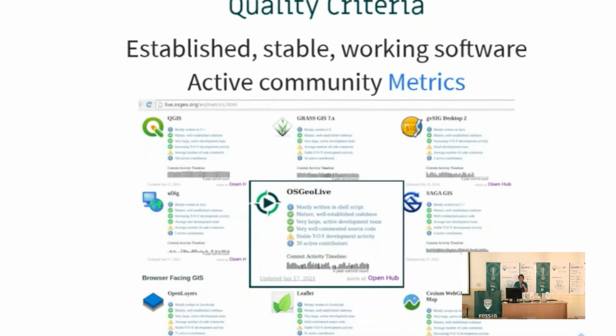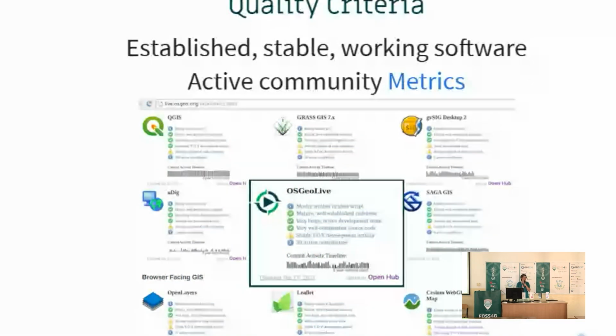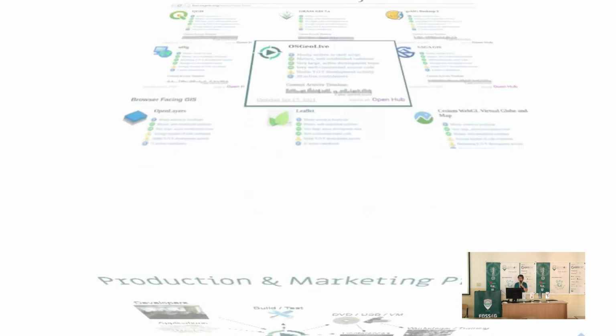And what we also provide is quality criteria. So we have a metrics page. You can visit it on our OSGeoLive page, and there you could see for every project, it's shipped from OpenHub. You could see whether there are a lot of contributors, whether there's contribution going on, and what programming language it's used. And you have these metrics for every project that is on OSGeoLive.